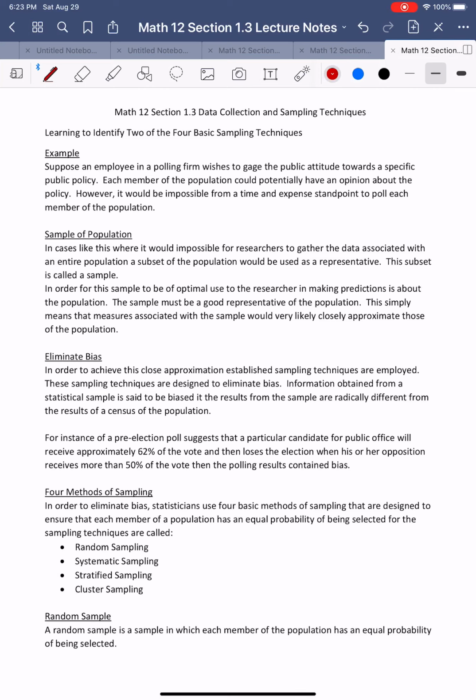Hello, this is section 1.3, data collection and sampling techniques. So we're going to learn to identify the four basic sampling techniques.